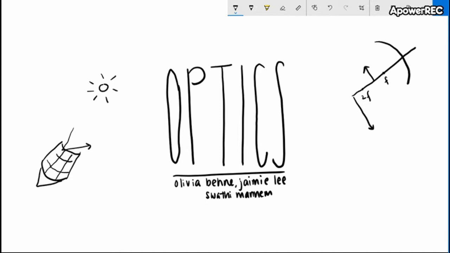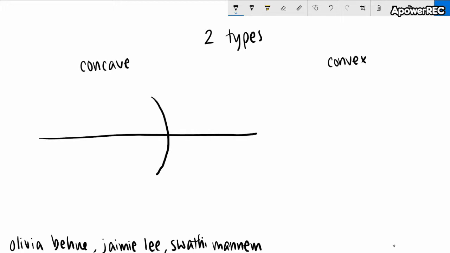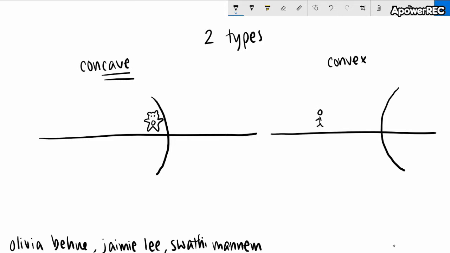In this video, we will be explaining the concept of geometric optics by defining key terms and presenting important mathematical equations. We will also provide an example of how geometric optics can be used to collect solar energy. There are two main types of mirrors and lenses, concave and convex. When you're looking at a concave lens or mirror, it's like you're looking into a cave. When you're looking at a convex lens, the round part is facing towards you.